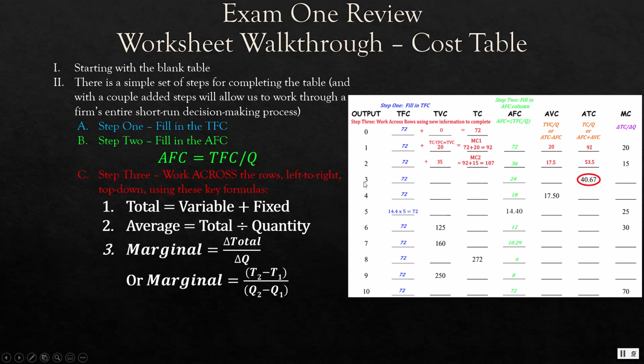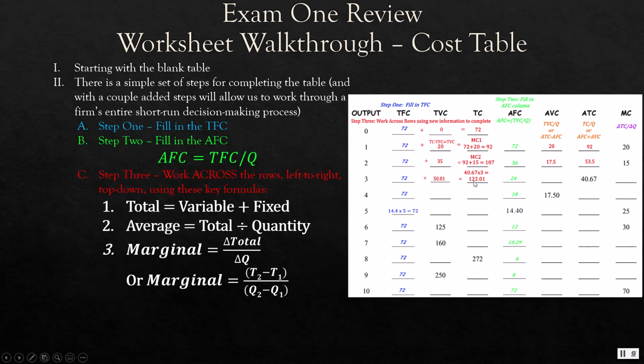Moving to output level 3, my new piece of information is the average total cost is 40.67. Well, the furthest I can get to the left on that is that the total cost can be calculated by taking the average total cost times the quantity, 3, and that's now equal to 122.01.